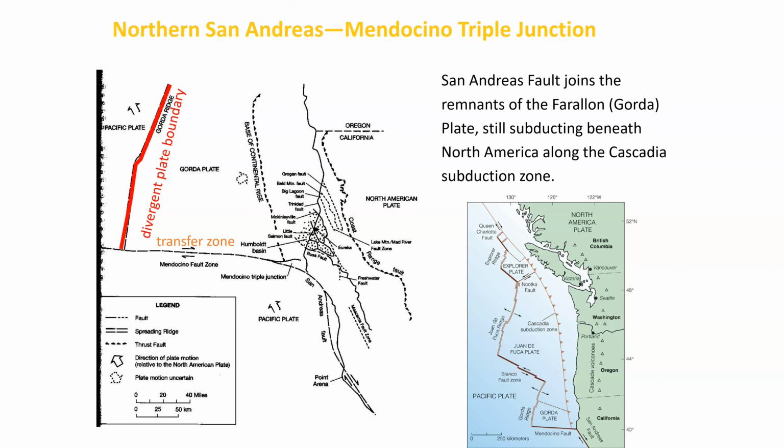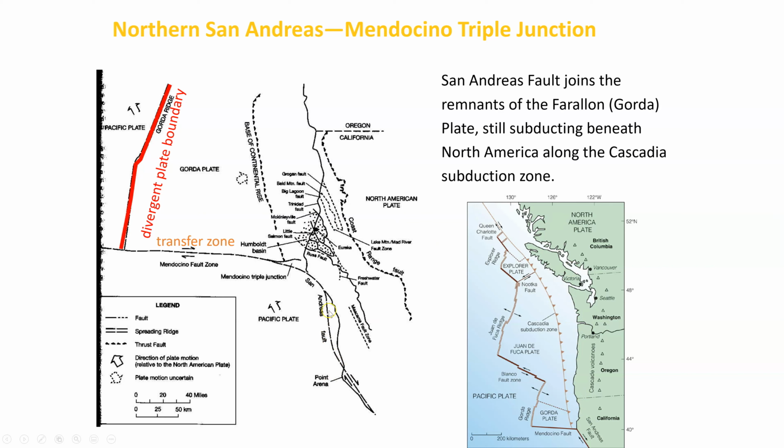So the northern San Andreas Fault, in the Mendocino Triple Junction area where the Juan de Fuca plate lies, gets a little bit more complicated because there is the addition of a divergent plate boundary and a subduction zone. So the San Andreas Fault joins the remnants of the Farallon plate, now known as the Gorda plate, which is a subplate of the Juan de Fuca plate that is still subducting beneath North America along the Cascadian subduction zone, mostly in Oregon and Washington.